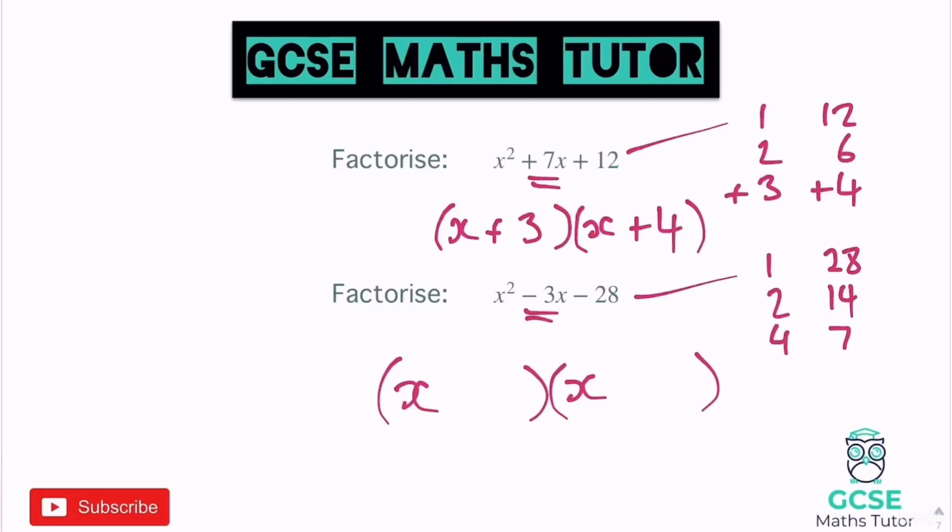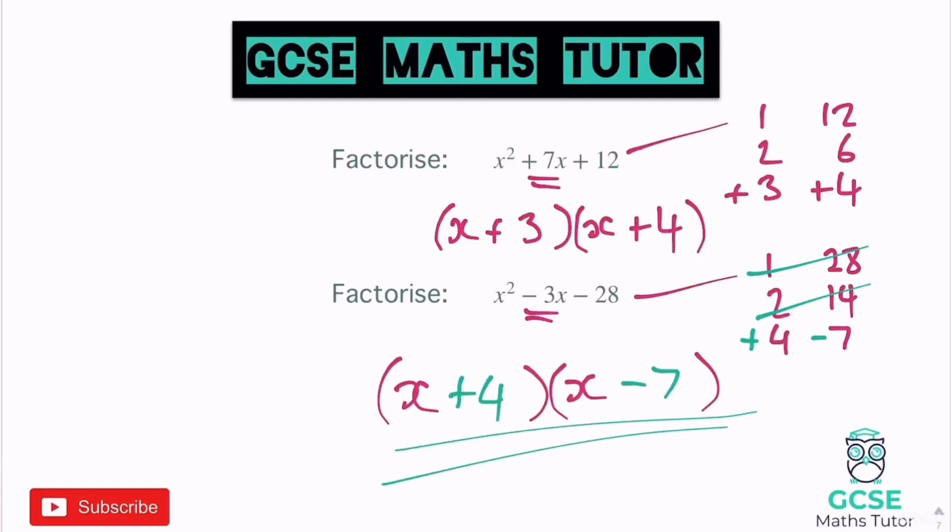Well, we're not going to do that with 1 and 28. That's not going to work. 2 and 14, we could make 16, or we could make 12. That's not going to work. But 4 and 7, we could do plus 4, take away 7, and that would make minus 3. So plus 4 and negative 7. And that's our double bracket there finished.